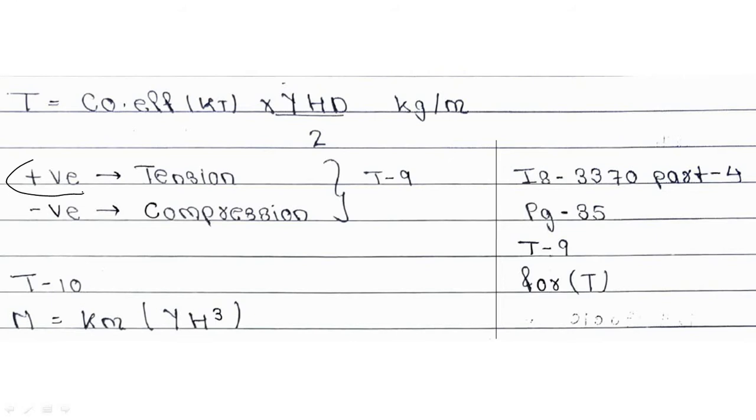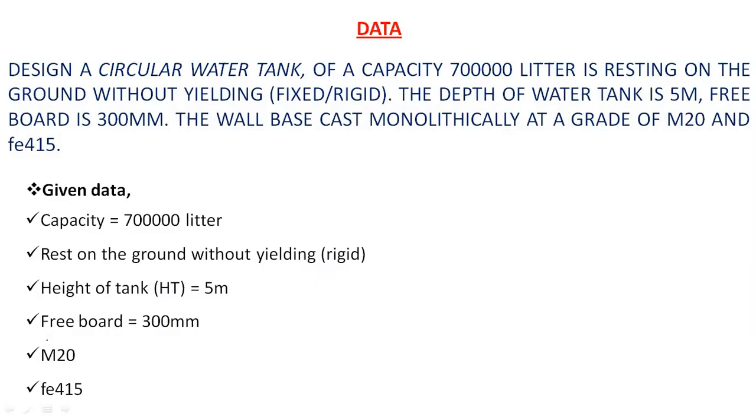A positive value we will use as a tension, and a negative value we will use as a compression. And the other thing, the formula for capital M will be Km into gamma H cube. The application of all these formulas we will see in the further calculations. You have to remember these things for the design, and the other things we will see step by step.